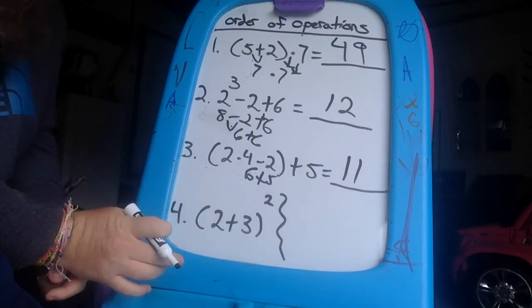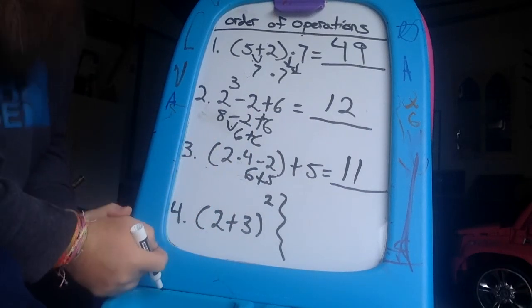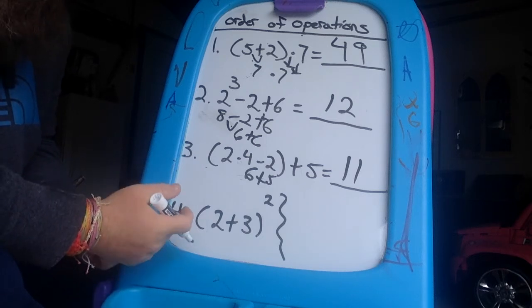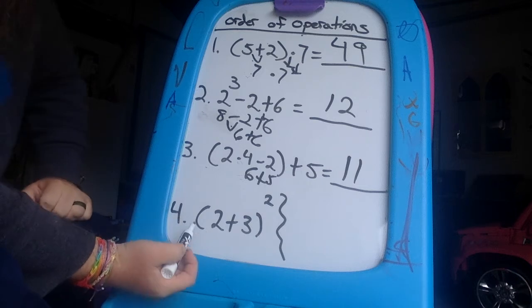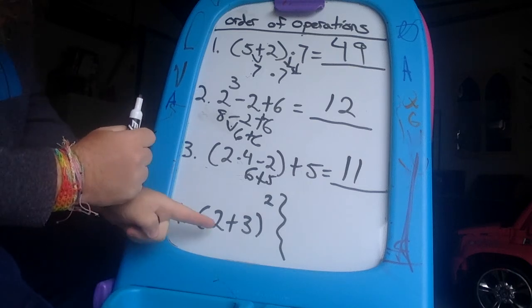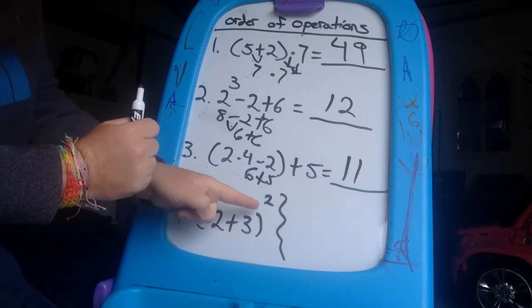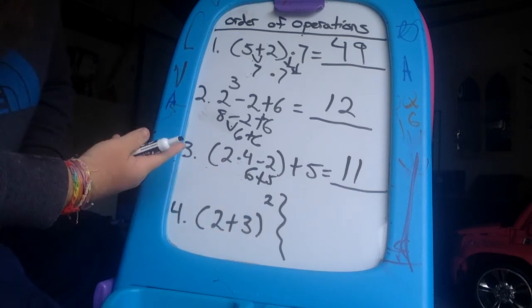Okay? Sorry about that. So the last problem, we'll continue. This one is a little challenging, where people make a common mistake. This problem has parentheses, 2 plus 3. Outside the parentheses, we close that, we have the exponent, which is squared.